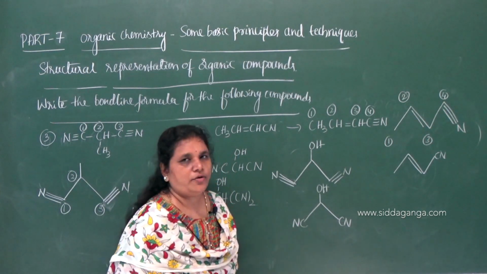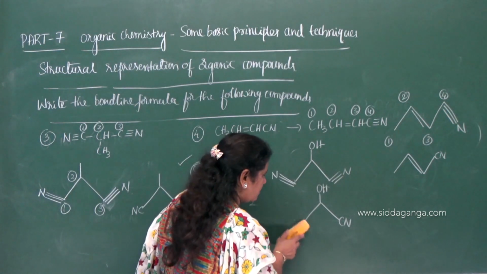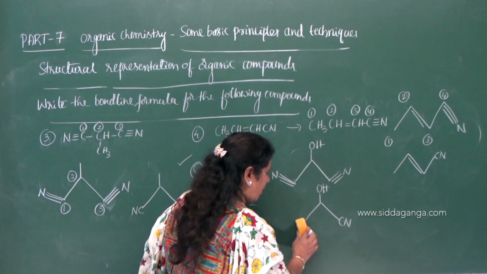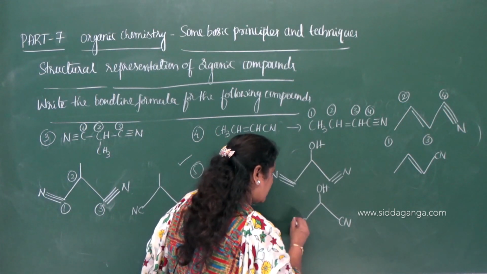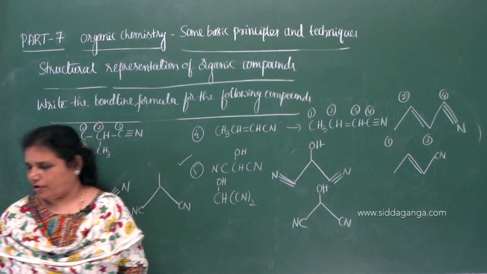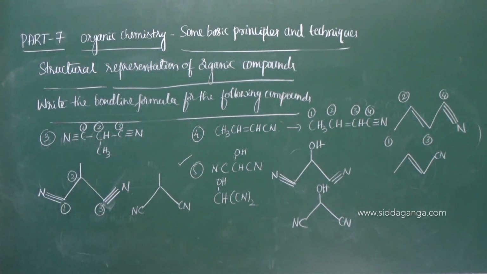CN only you have to write. You cannot write like this. You have to write CN. In this way you can represent the bond line formula. And a few more compounds you can take.